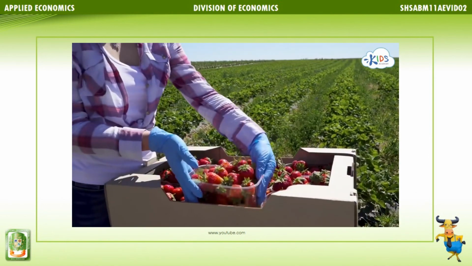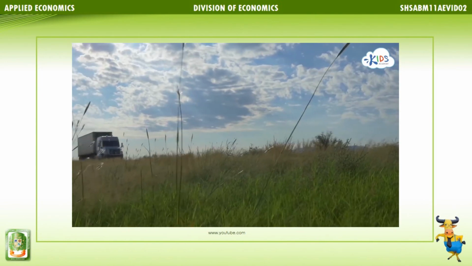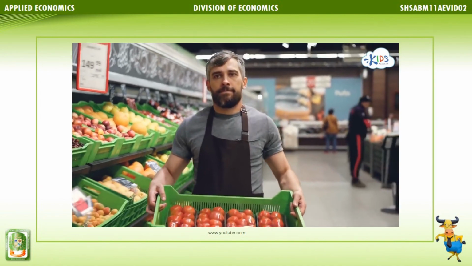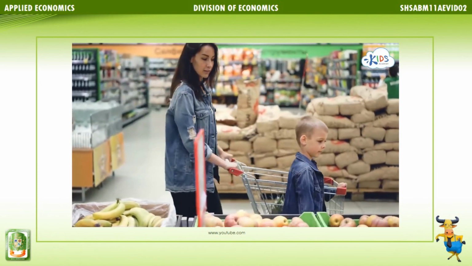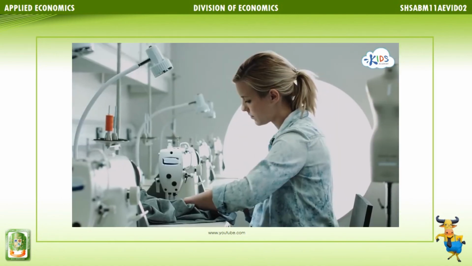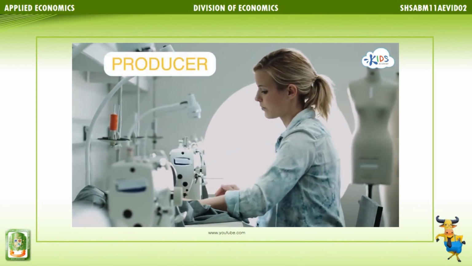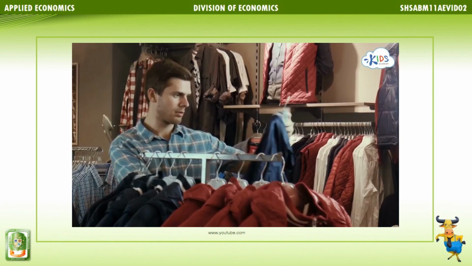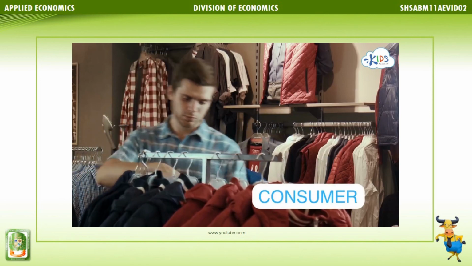Fruits and vegetables are picked by farmers and put into boxes. The boxes are put on a delivery truck and shipped to local grocery stores. Then, the produce is put on display for people to buy. People who buy things are called consumers. Let's look at another example. Tailors make clothing. They are producers. The clothing is sent to the store and is bought by consumers.